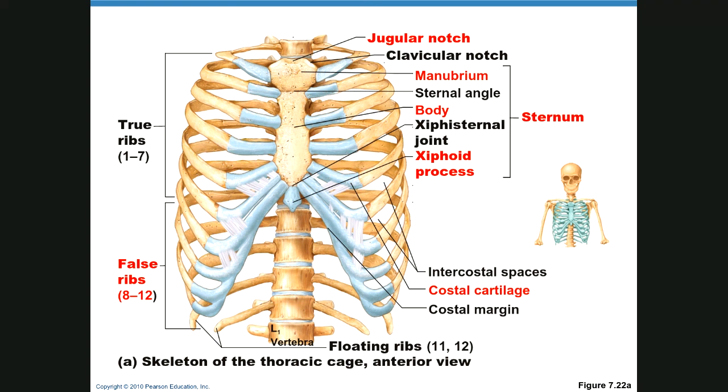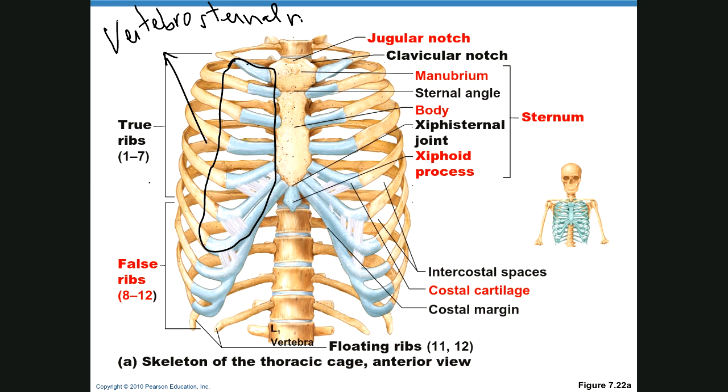Now, let me go back to the ribs again, and remember that I want to introduce another term for these ribs. Remember that 1 through 7 are attached directly to the sternum. So these 7 ribs right here with a direct attachment to the sternum are called vertebrosternal ribs. Okay, so vertebro for vertebra, sternal for sternum. The next 3 ribs are going to be attached indirectly to the cartilage of number 7.